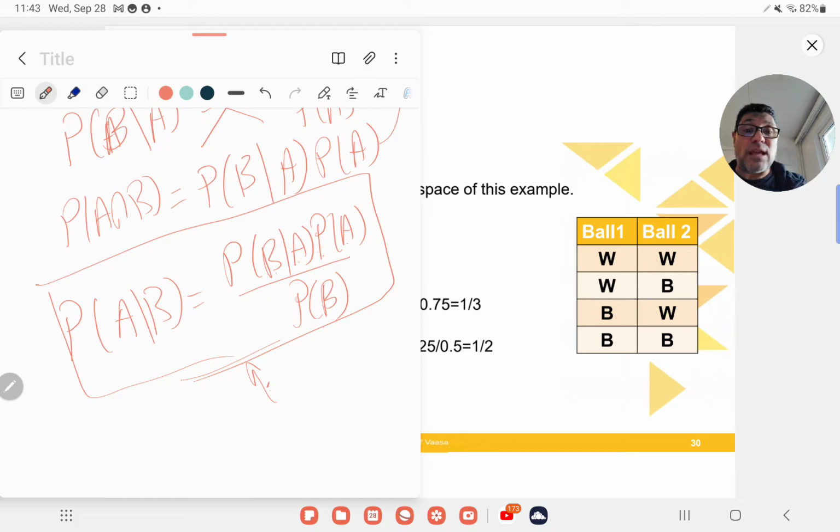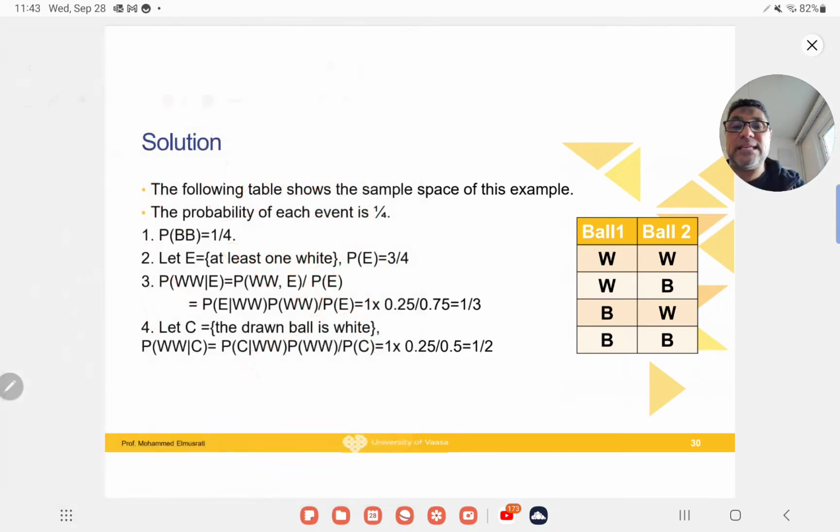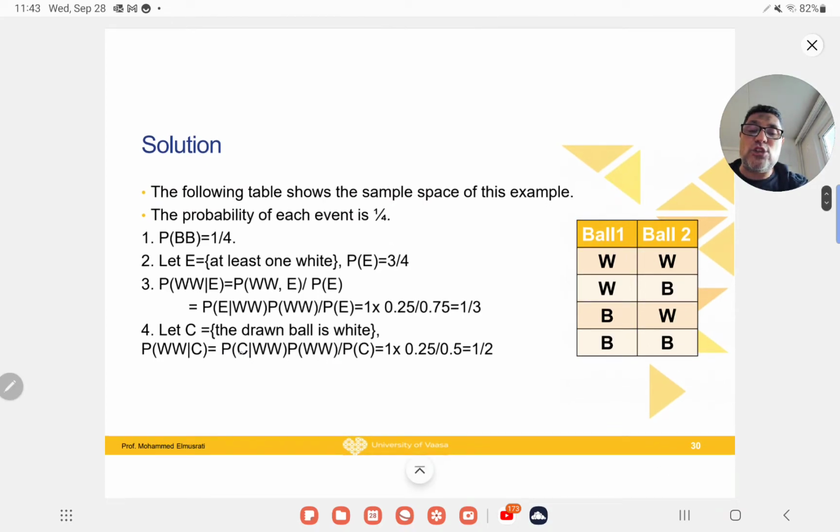But now, this is the formula that we used here, as we can see. So this is what we used here. So probability of white given the C, that the drawn ball is white, equal to probability of C given WW times probability of WW divided by probability of C. So what is the probability that you will get the drawn ball is white, given that both balls are white? It will be 1, as you can see.